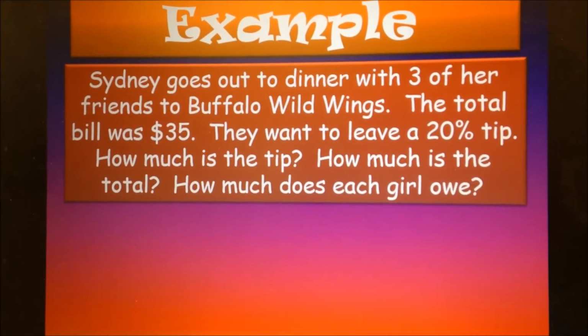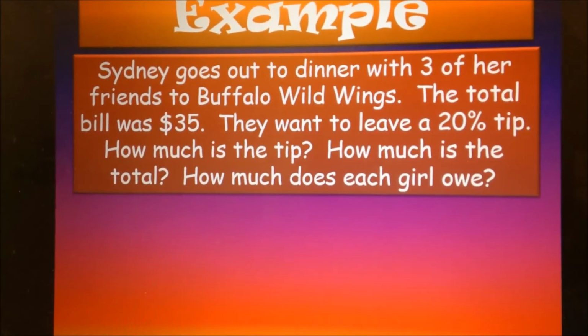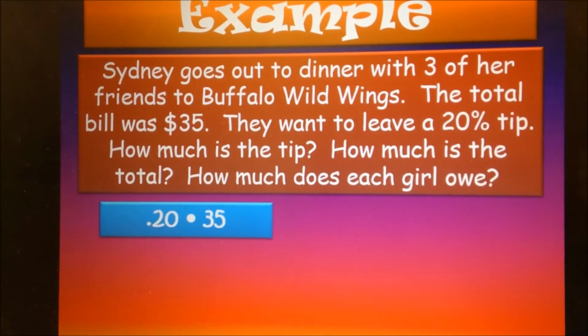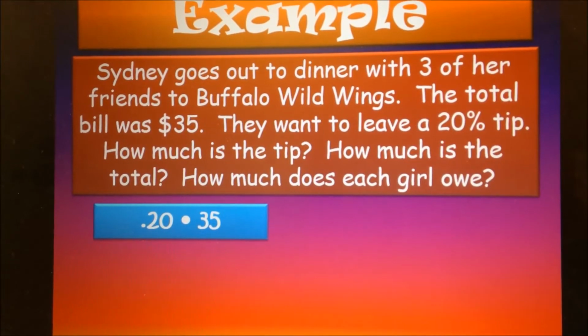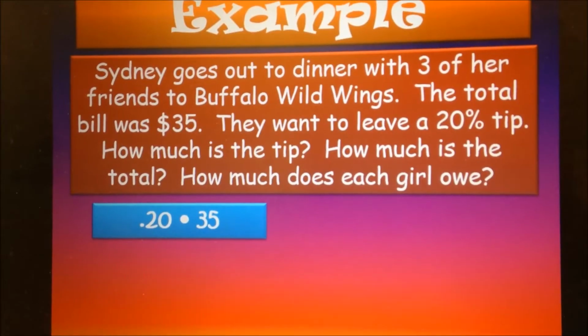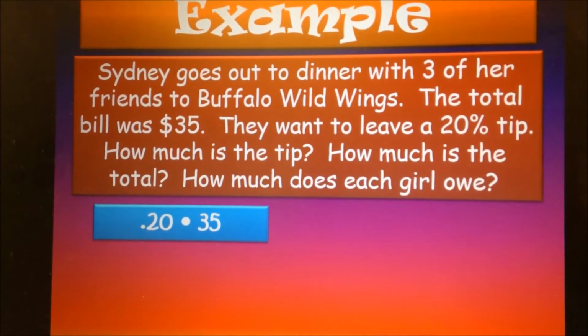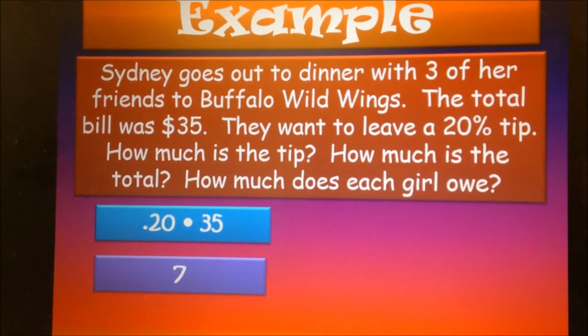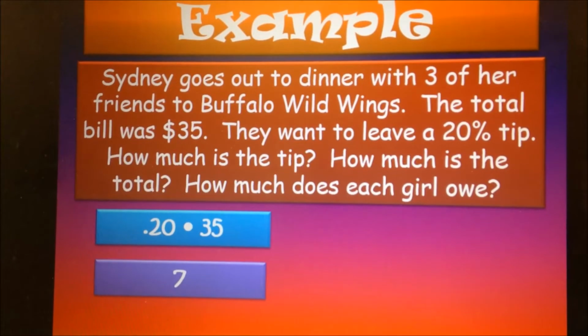So if I look back, step number 1 says to change my percent into a decimal. 20% as a decimal is 0.2. So I'm going to be multiplying my 0.2 times my original amount, which was the $35. That is how I'm going to find how much tip I'm going to leave. So 0.2 times 35 ends up being 7. So I'm going to leave the waitress an extra $7 for waiting on me.